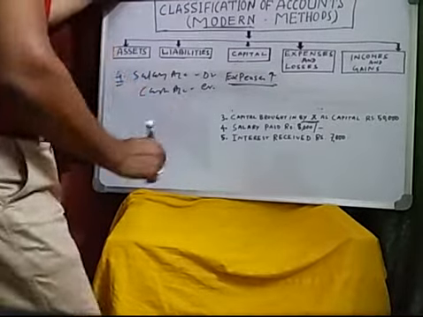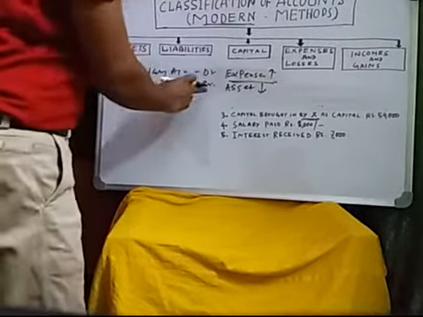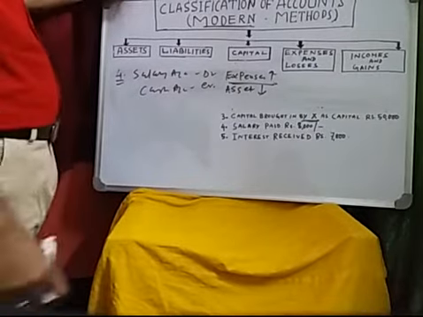And why cash is credit? Because you know that the cash is an asset. When the value of asset decreases, it will be credit. That is why cash is credit. Clear on this part? Okay.